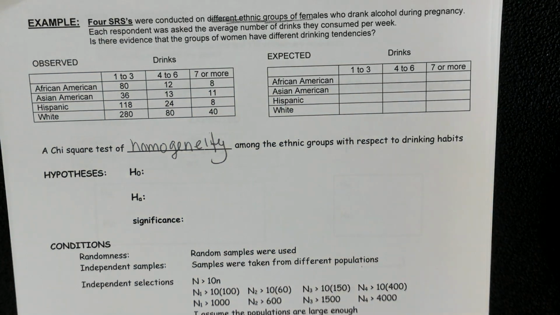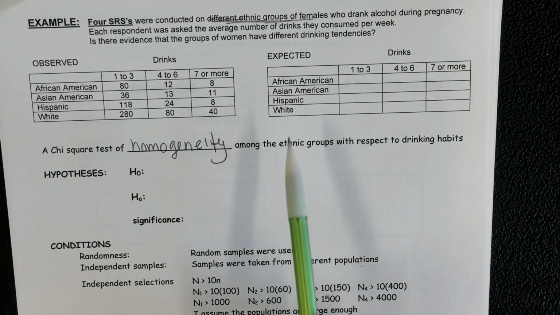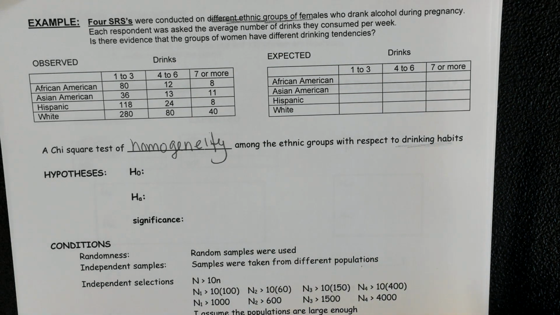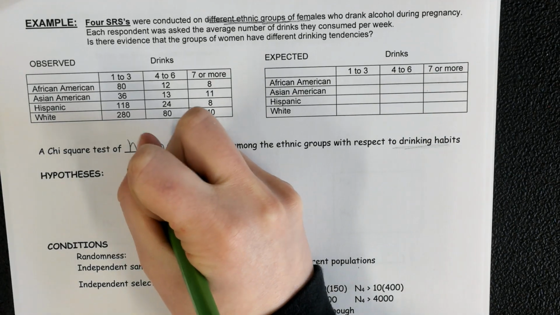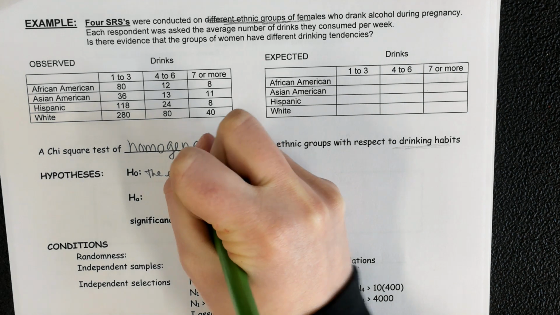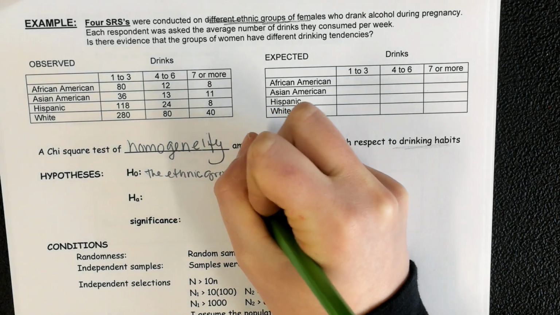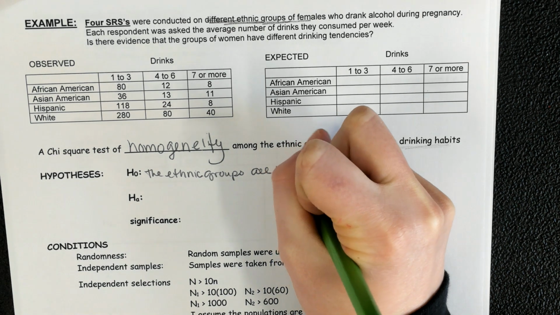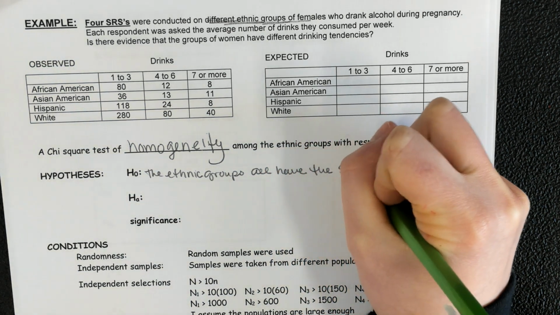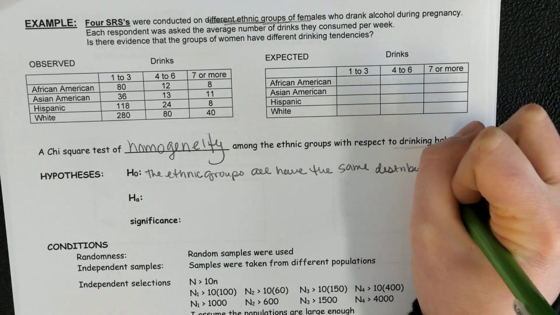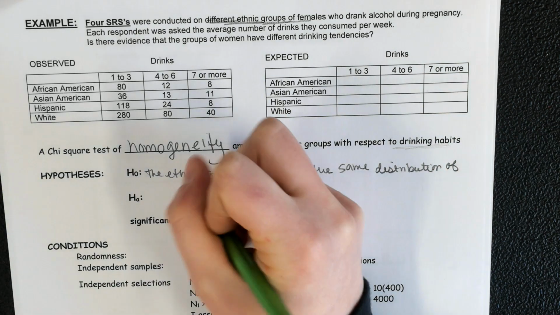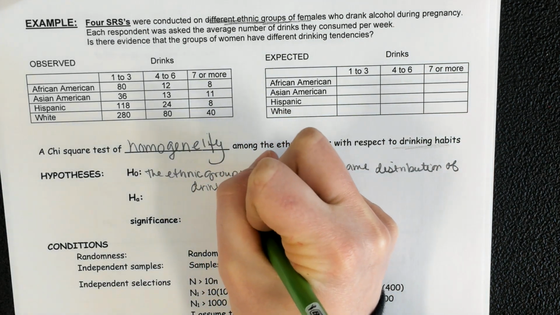Okay, among the different groups. So we're doing a chi-square test of homogeneity among ethnic groups with respect to their drinking habits. Okay, and so we said that our null hypothesis would be that the ethnic groups have the same distribution. So I would say the ethnic groups all have the same distribution of drinking habits.